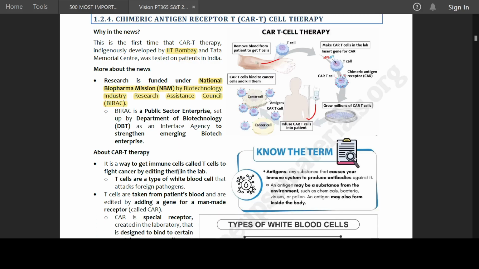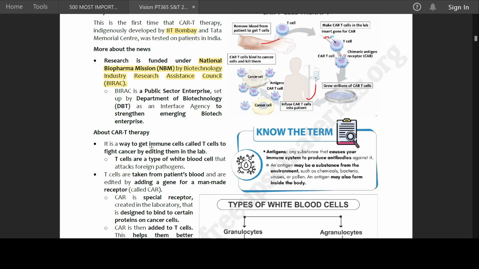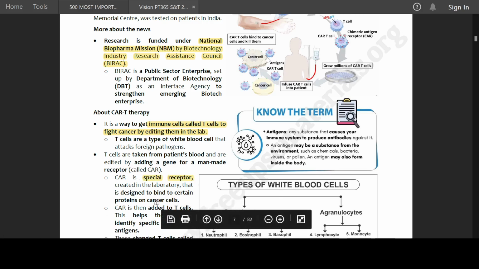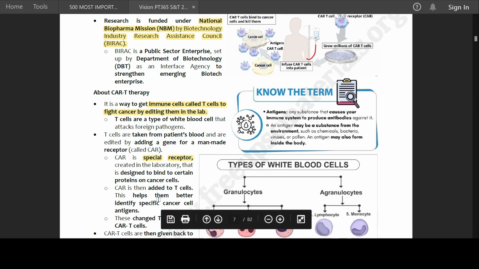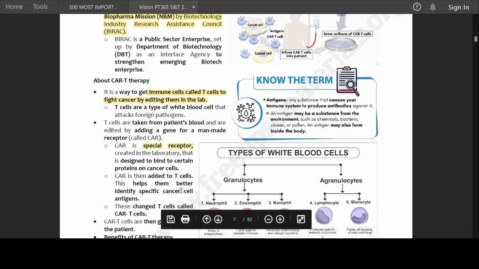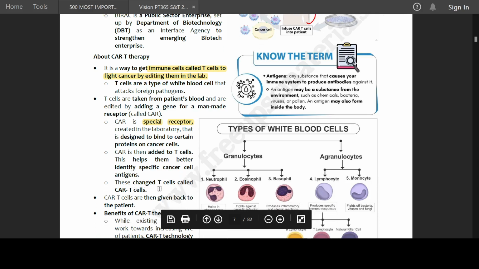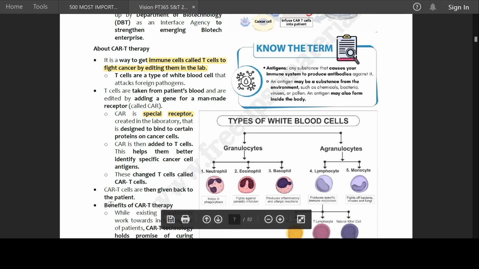Okay, let's see what is CAR T therapy. It is a way to get immune cells called T cells to fight cancer by editing them in the lab. T cells are a type of white blood cells that attack foreign pathogens. T cells are taken from the patient's blood and are edited by adding a gene for a man-made receptor called CAR. CAR is a special receptor created in the laboratory that is designed to bind to certain proteins on cancer cells. CAR is then added to T cells. This helps them better identify specific cancer cell antigens. These changed T cells are called CAR T cells. CAR T cells are then given back to the patient.